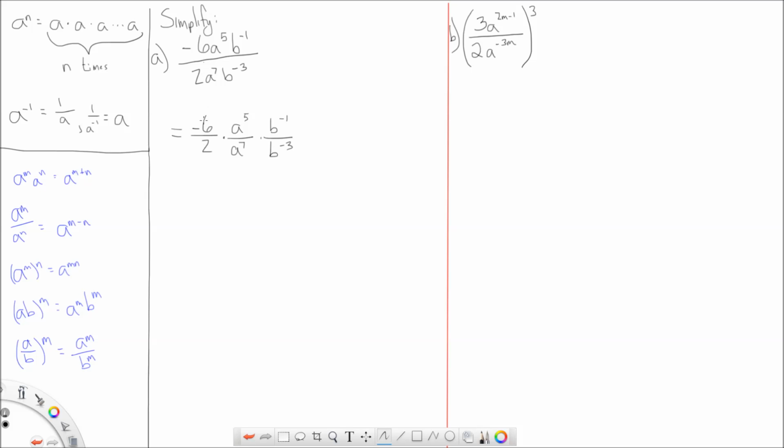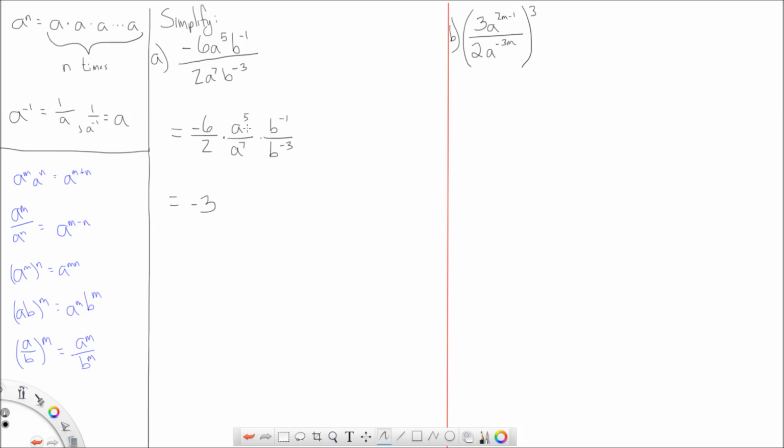So these two things are exactly equal. I just separated over each of these multiplications. So if I multiply all these numerators and multiply all these denominators, I get back to what I started with. Now we just want to use these rules over here to simplify this. Well, negative 6 over 2, those are just real numbers, so we know that's going to be negative 3.